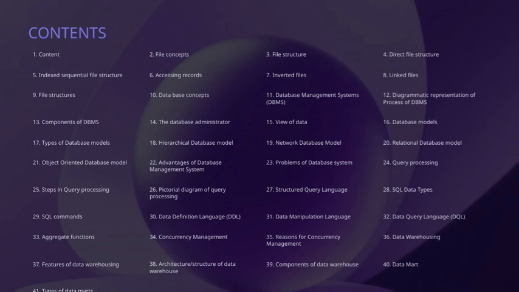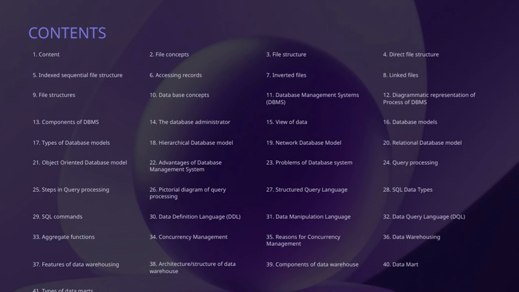Basic database concepts include data, metadata, and the importance of data integrity. Accessing records efficiently is essential for performance, especially in large databases. Object-oriented database models integrate data and application logic, supporting complex data types. File concepts refer to how data is stored physically, impacting performance. Types of database models, like relational, hierarchical, or network, offer different ways to organize data to suit specific needs.